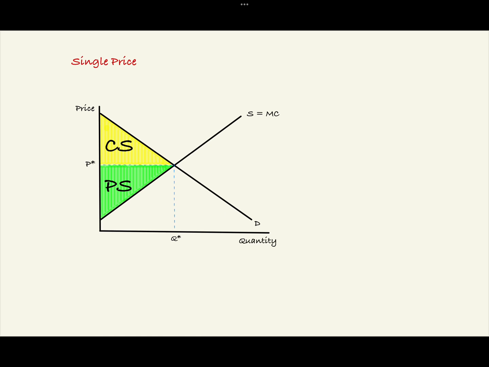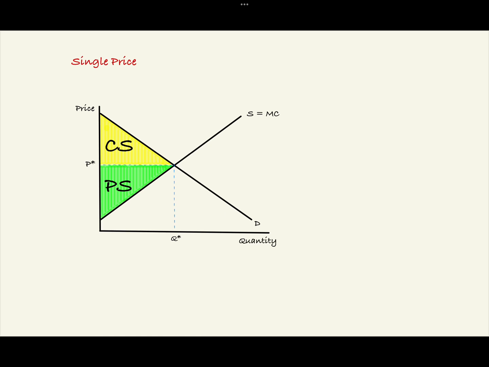Thus, our consumer surplus is represented by the yellow shaded triangle, labeled CS for consumer surplus. Note that this is the area between the demand curve and the market equilibrium price. Remember that consumer surplus is the difference between the consumer's willingness to pay for the product and the price they actually pay for the product. So the demand curve shows the amount of money the consumer is willing to pay for the product, while they actually only pay P star to get the product.